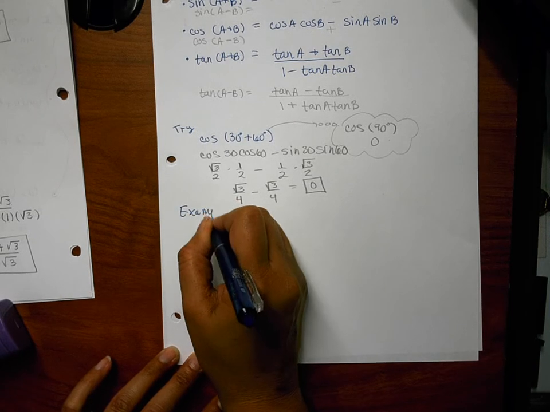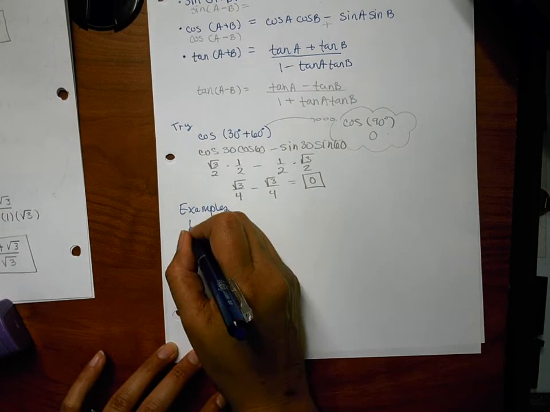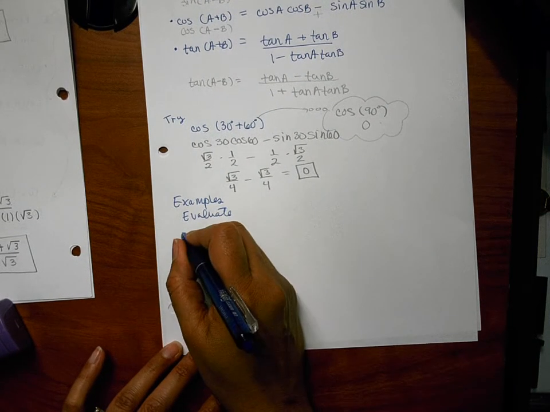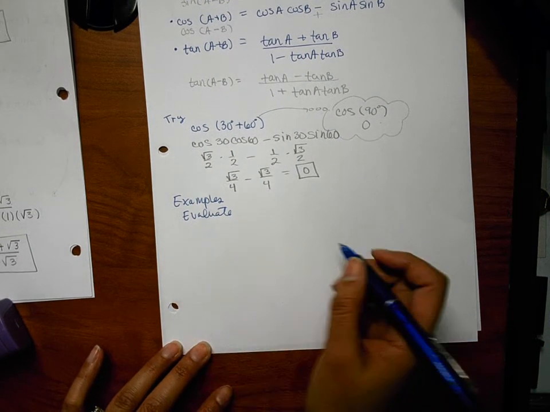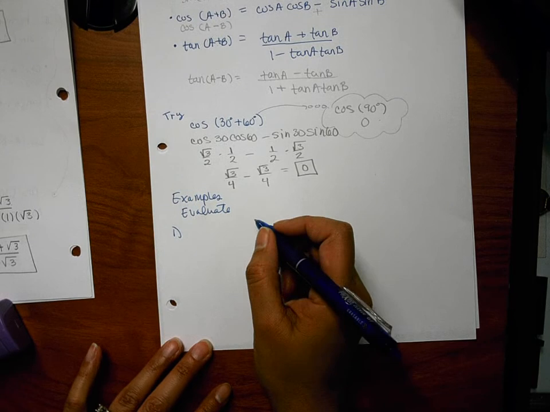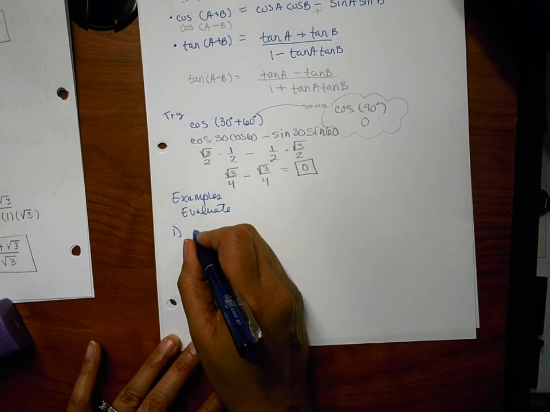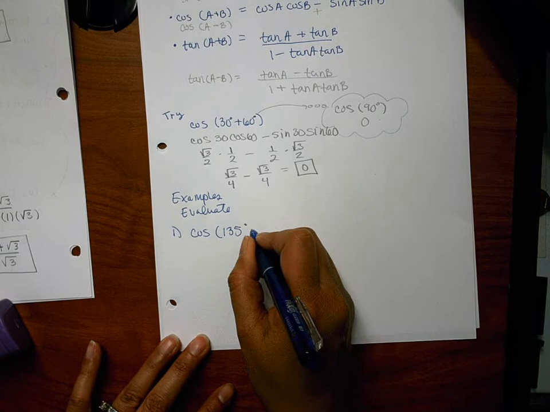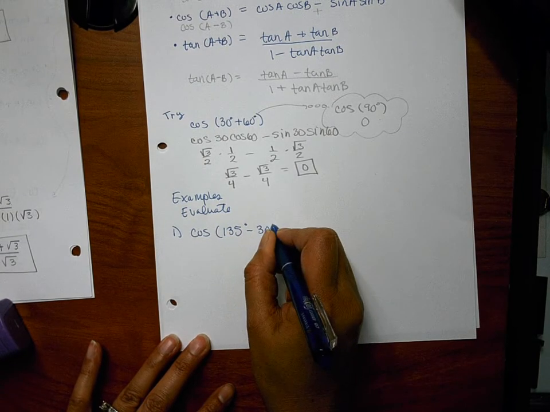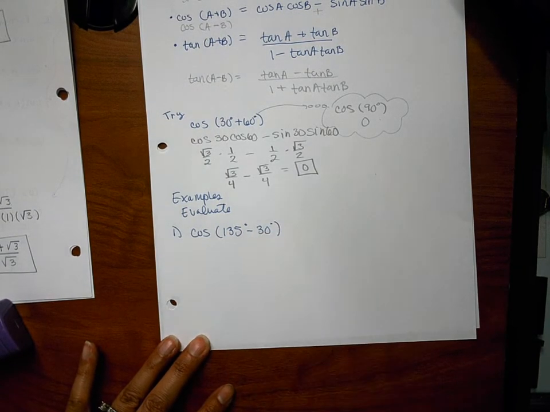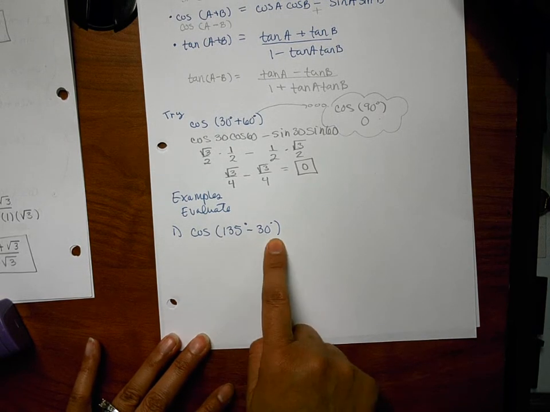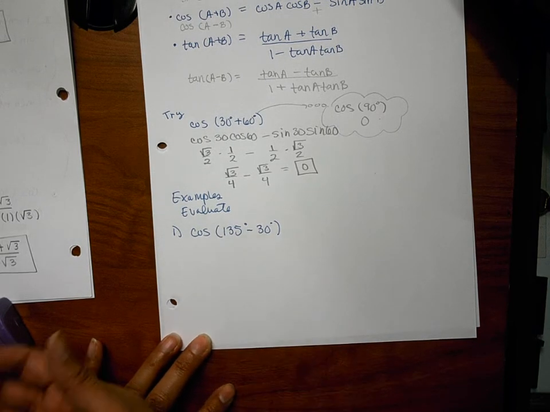All right, we're now going to do some examples. We are going to evaluate letter number 1, which is cosine of 135 degrees minus 30 degrees. And a reminder that you do not distribute. Don't ever distribute.